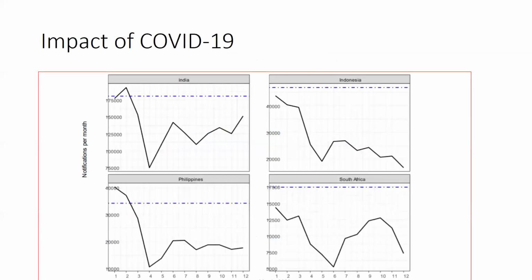And we can see that this didn't only occur in South Africa, it actually occurred in many other high burden countries: India, the Philippines, Indonesia, and South Africa. So they're countries with a similar kind of pattern to ours in terms of burden of HIV disease.